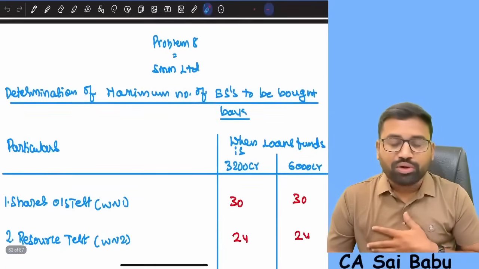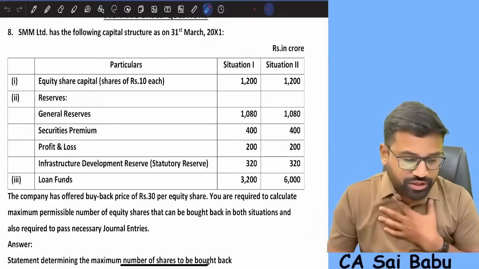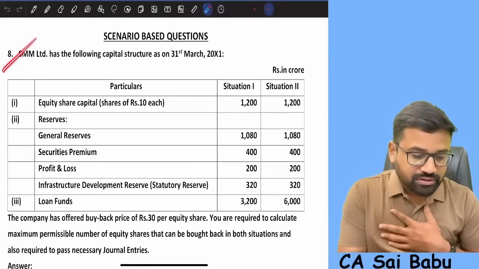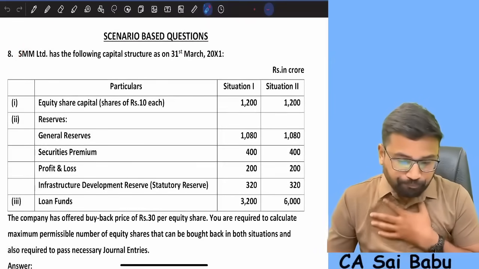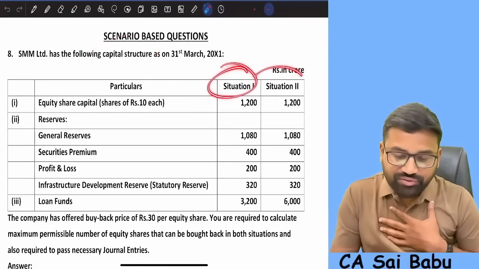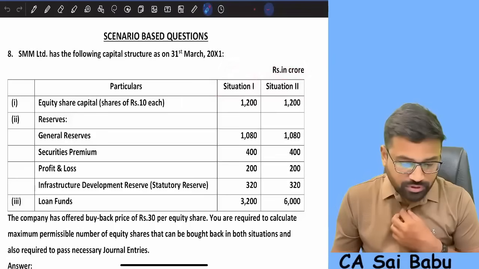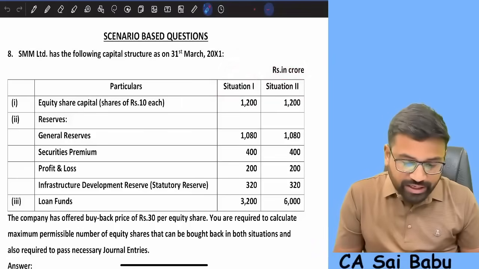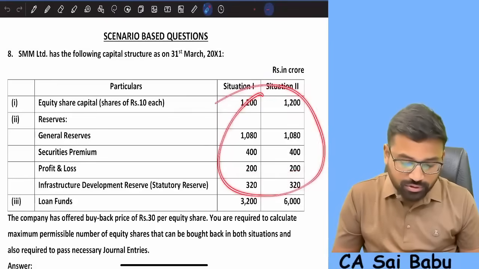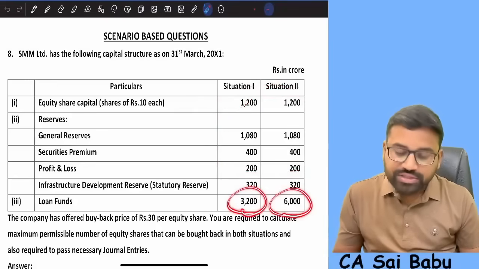Now I am going to cover one important question, sir, which covers all the important adjustments from this chapter. Question number 8. In this question, sir, they have given the capital structure. 2 situations they have given here, sir, in rupees in crores. If you look at the capital structure, sir, equity share capital and reserves are the same data. The difference is only in the loan funds.